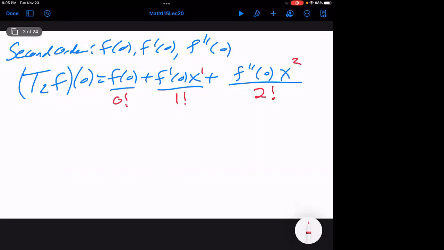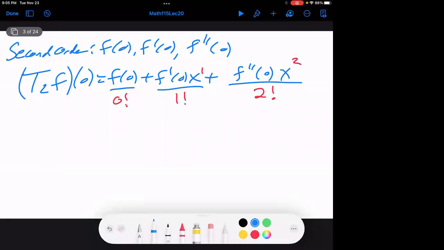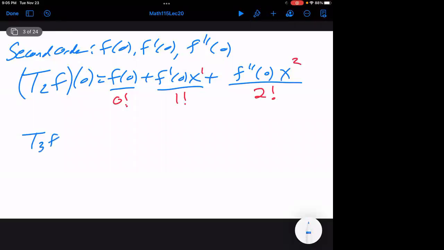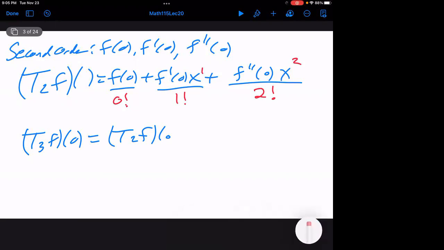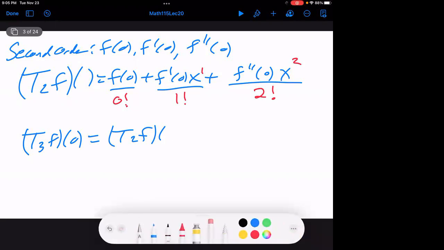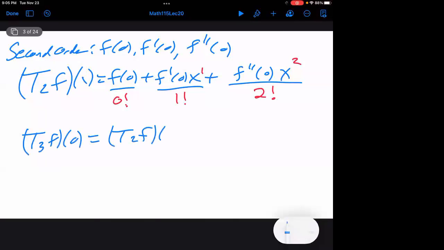That's what I meant. And so if you had to guess for the third order, well, obviously you have that, so it'd be T2 f of x. Sorry. So what would you guess would be the next term?